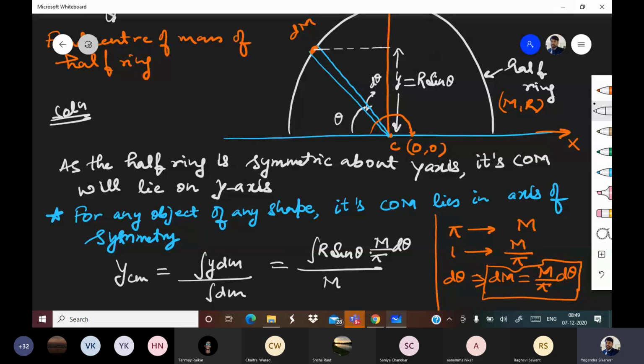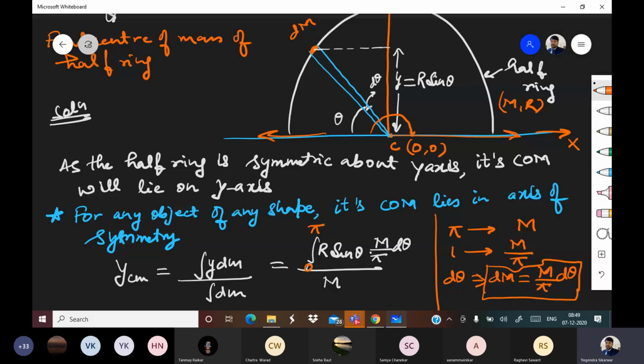Now one more important thing. The first element dm you will be getting at angle 0 degree when you are starting, so here basically. And the last element you will be getting here, that means at angle of pi. So your limit will be from 0 to pi.